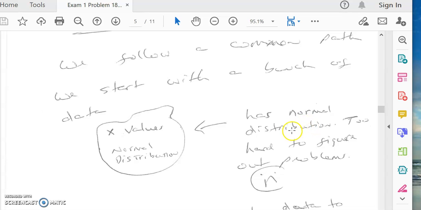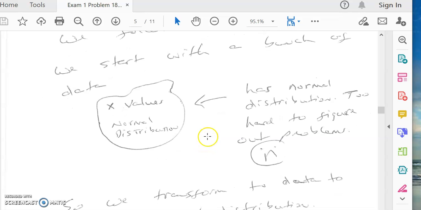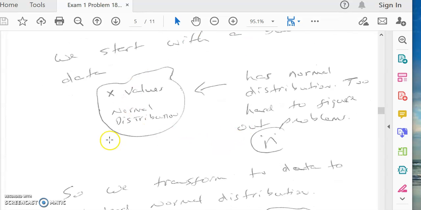However, the problem is it's too hard to figure out the problems. There's a normal distribution formula in the book somewhere. If you look at that formula, it's just too hard. We just can't do anything with it. Now, in real life, we oftentimes will use a calculator, but for our purposes of learning this material, we don't want to just rely on a calculator. We want to learn how to do this stuff. So it's too hard to do this.